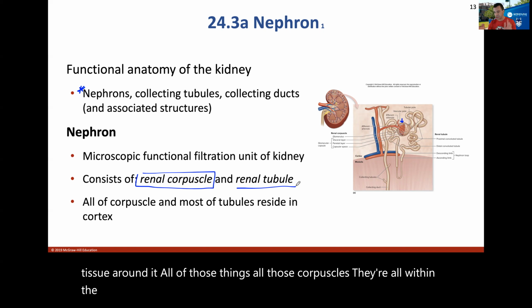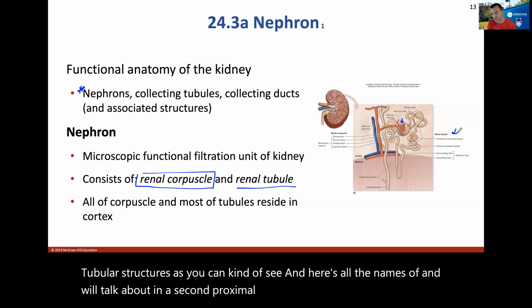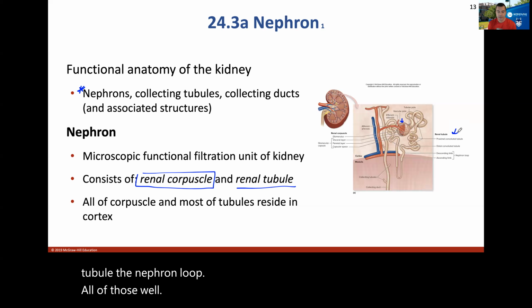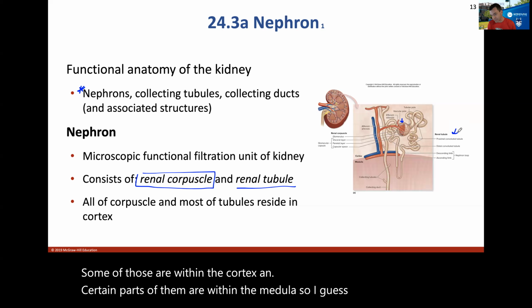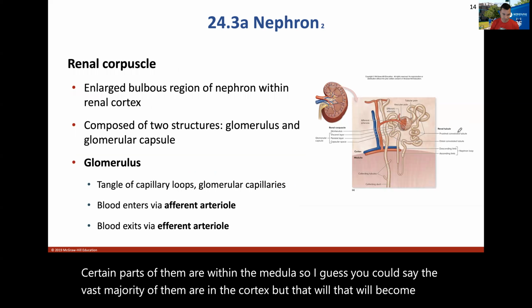The tubular structures, as you can kind of see, and here's all the names of them. We'll talk about them in a second. Proximal convoluted tubule, distal convoluted tubule, the nephron loop. Some of those are within the cortex and certain parts of them are within the medulla. So I guess you could say the vast majority of them are in the cortex, but that will become evident here in a little bit.